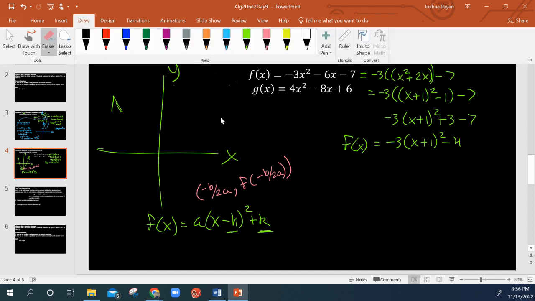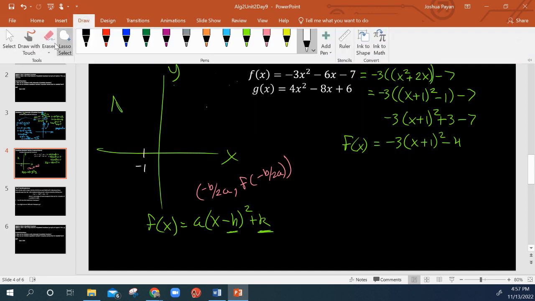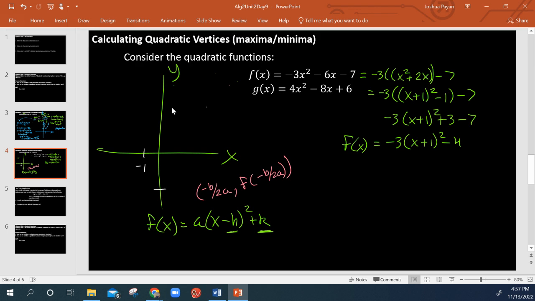and let me readjust our picture here to kind of fit what we've got. We know that our vertex is going to happen at negative 1, we'll say negative 1 is here, by negative 4. We'll say negative 4 is over here. Okay, so this is where our vertex would be. And of course, we know that we're opening downwards because we have a negative a value.